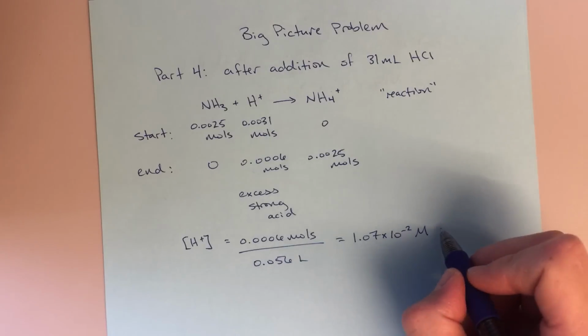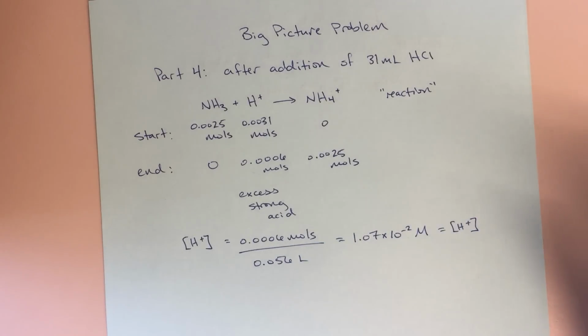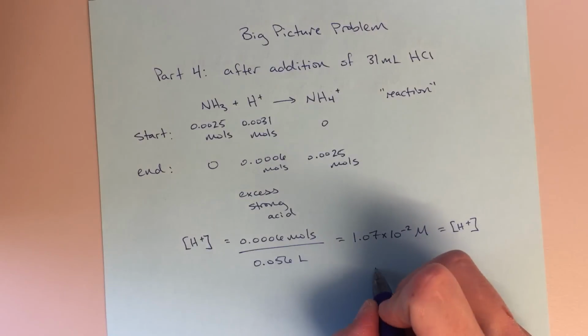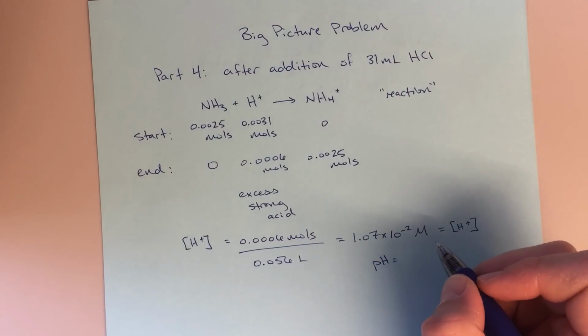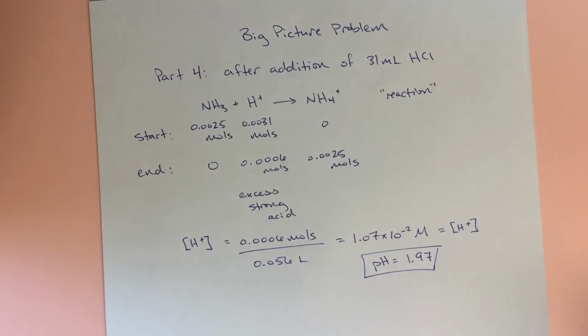And this is really all I'm going to use for my H+ to solve for my pH. So if I solve the pH here, pH is going to equal 1.97. And that's it.